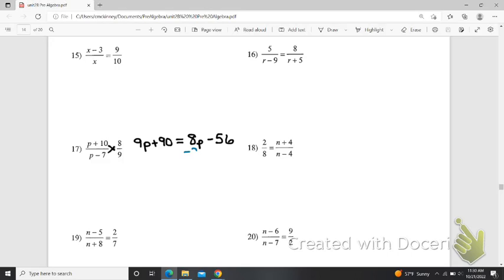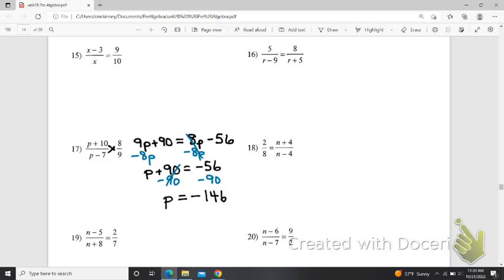So now I'm going to get those p's on the same side by subtracting 8p. So now I have p plus 90 is equal to negative 56. And then I would subtract 90, trying to get that p by itself. In this case, we're going to have one fewer step because we don't need to divide. So I have p is equal to negative 146. Wow, that seems like a really giant number. And again, we don't always trust ourselves when we either see something that's messy or too big.